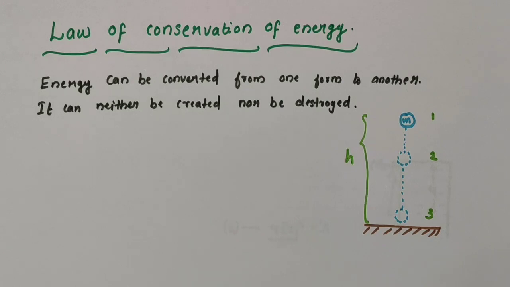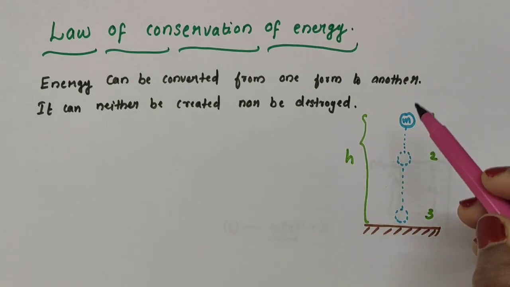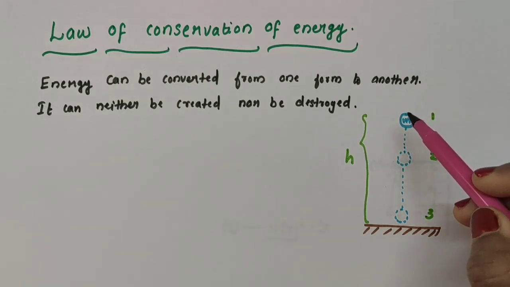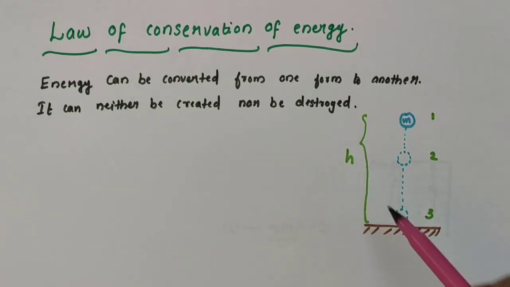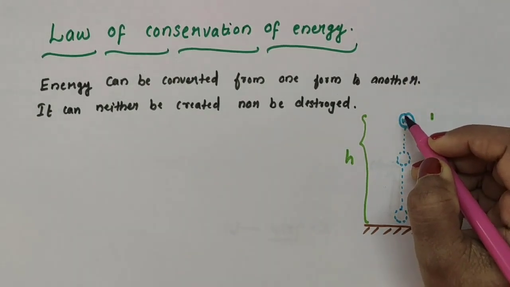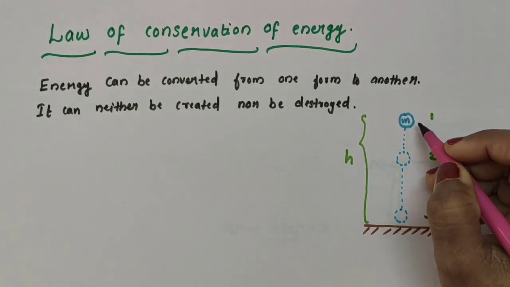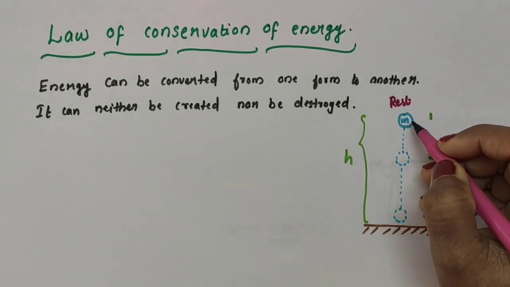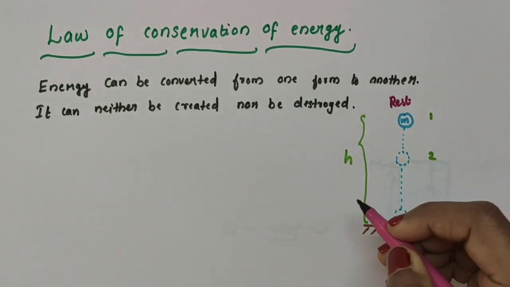Let us consider an example. Let an object of mass m be initially here, which is at a height h from the ground. Initially it is at rest. Okay, so what about its velocity? Its velocity is equal to 0 now, because initially this object is at rest. So its velocity is 0 here because it is at rest.